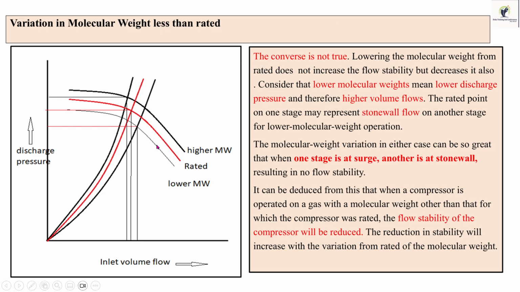Similarly, when your molecular weight decreases, the head produced by the compressor is the same, but if you multiply with the lower molecular weight, your discharge pressure will reduce. When the discharge pressure reduces, volume will increase and it will go nearer to the stonewall point.